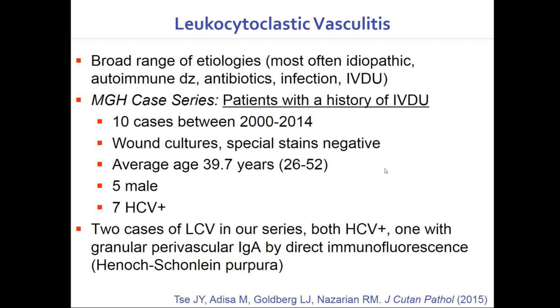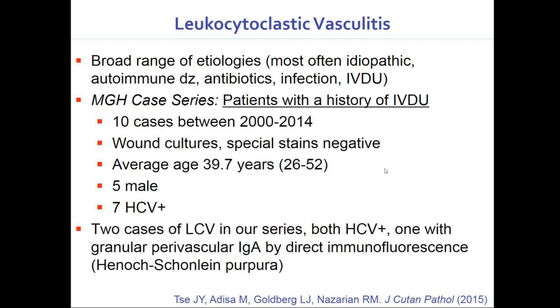Again, as I mentioned, we looked at patients with a history of IBDU. We found 10 cases within a 14-year period. Of course, this is a difficult history to elicit and to be confident about. Patients all had negative wound cultures and special stain. They were aged 39.7 years on average. 5 were male and 7 had hepatitis C. Of interest too, the cases in our LCV series both showed Henoch-Schönlein purpura, and this patient was one of them.